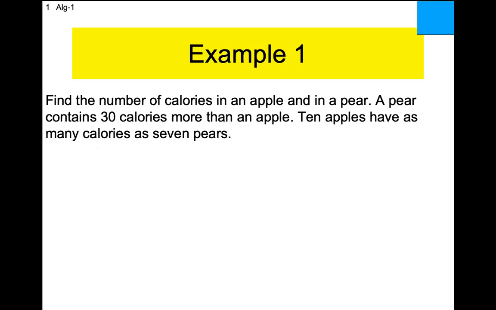Here we go. It looks like 1, 2, 3 sentences there, yes? It says, find the number of calories in an apple and a pear. Is there a question mark here? Typically, questions have question marks. This one doesn't, but it does have a declarative statement that says, find the number of calories in an apple and a pear. You're done when you can tell me how many calories there are in an apple and how many in a pear, according to this information.